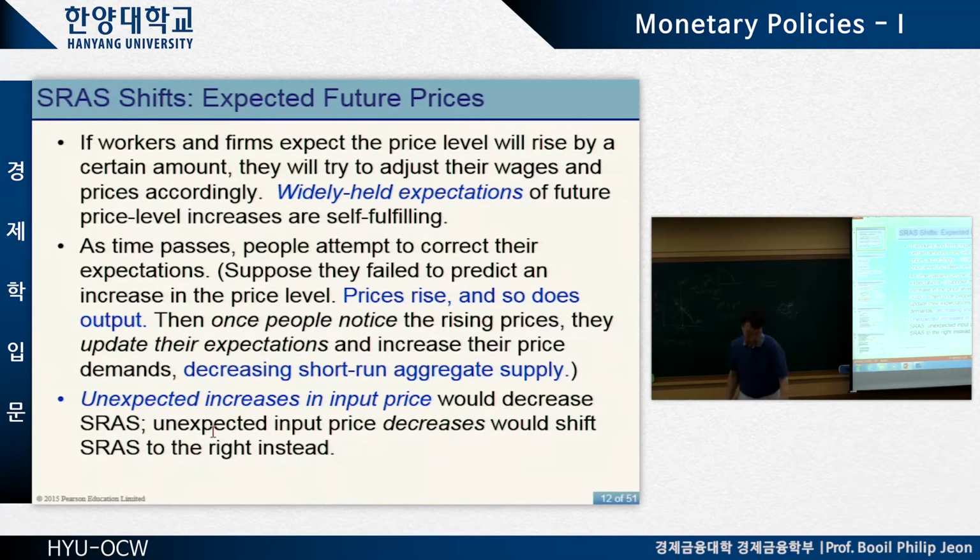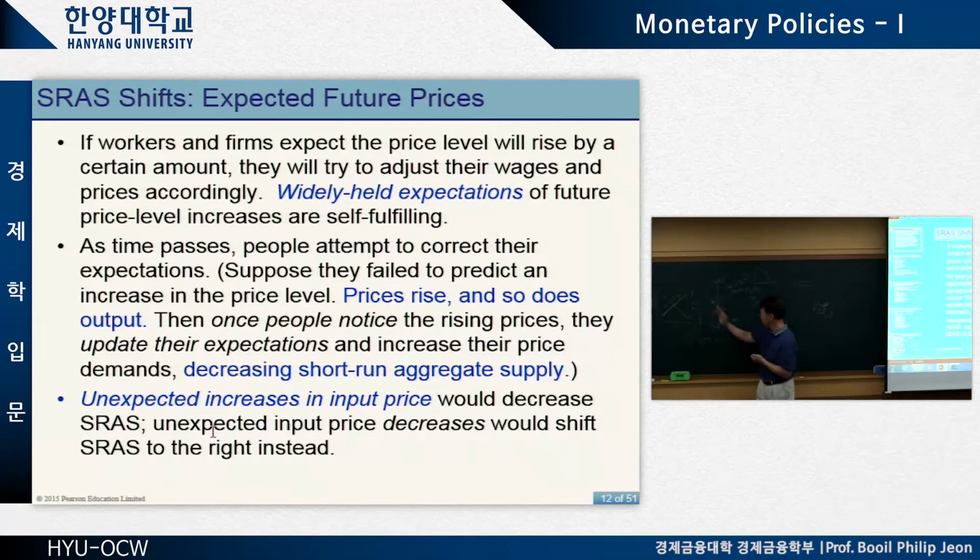Unexpected increases in input price would decrease short-run aggregate supply. Think about a situation like an oil shock. Oil is a very important resource in the economy, because so many things are produced out of crude oil. Not only fuel, but all the plastics and synthetic fabrics and all kinds of chemicals. So many things come out of oil. Suppose oil price goes up, whatever the reason, then the short-run aggregate supply curve would shift to the left.